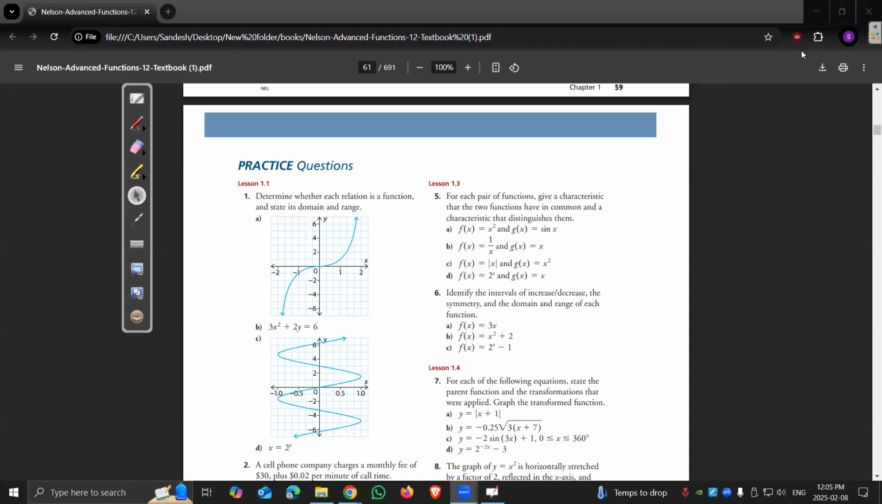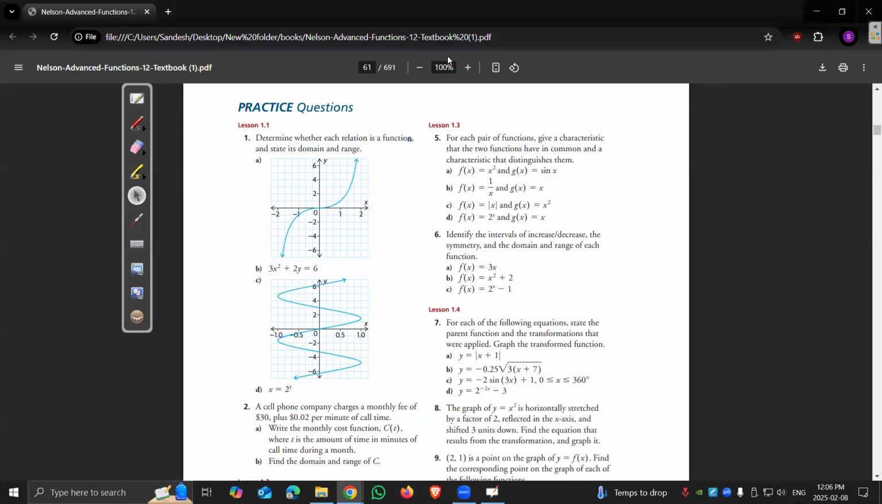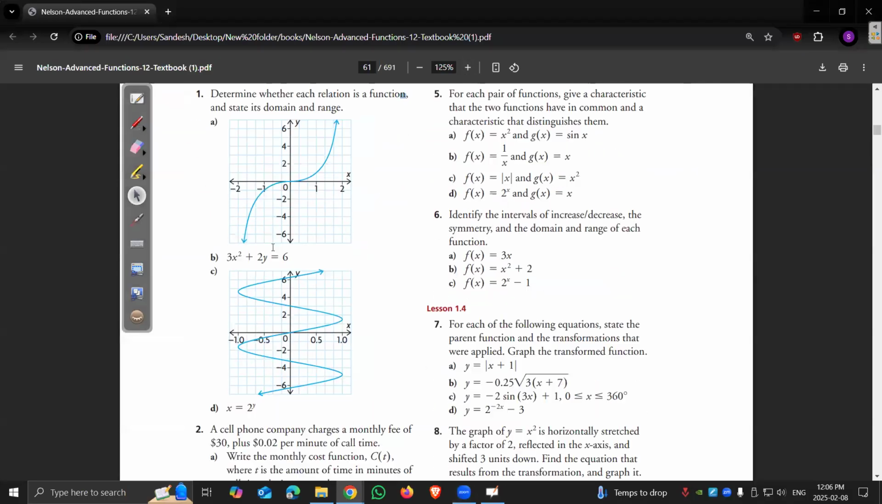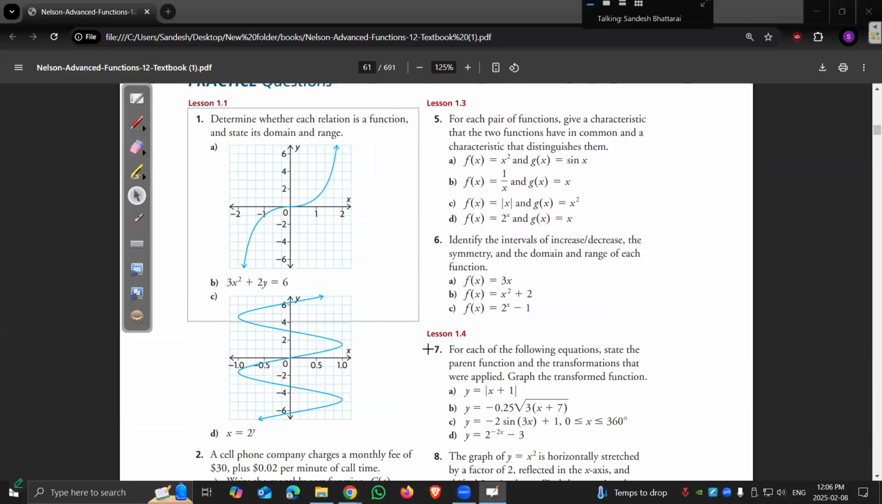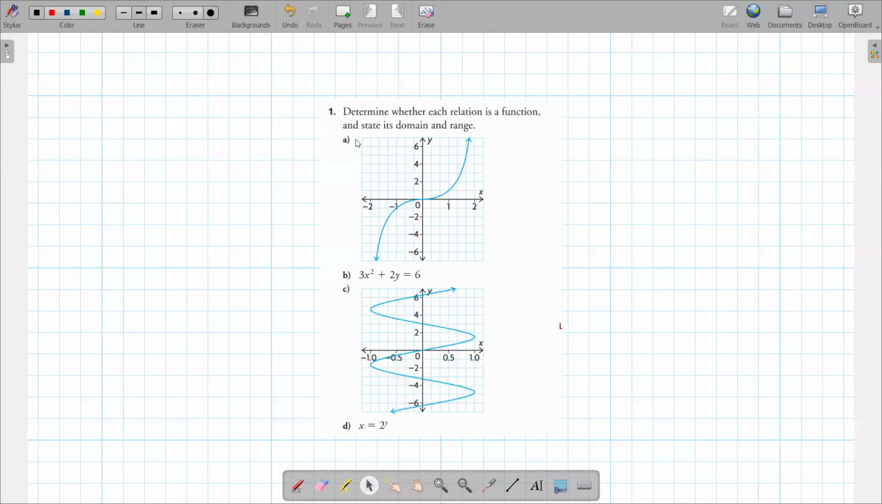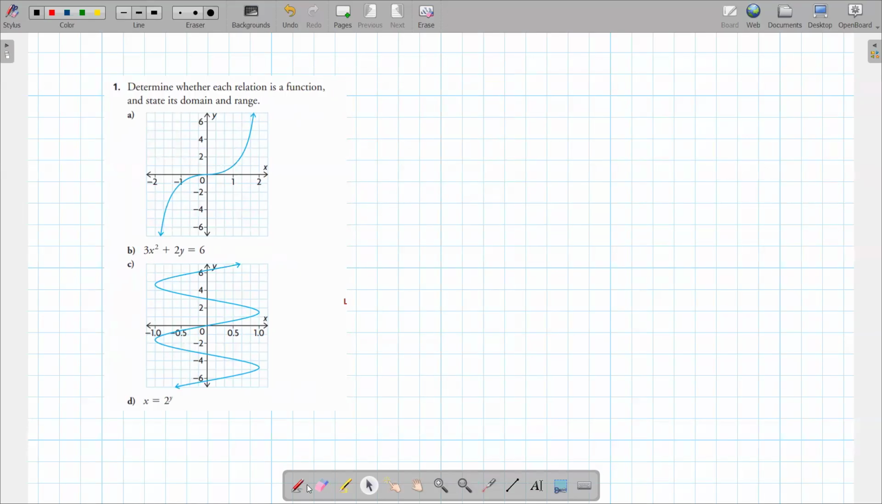All right, let's talk about functions. So let's start with this question. All it says is determine whether or not it's a function, right? That's all it says. So here, let's look at A. Is that a function? Yes.